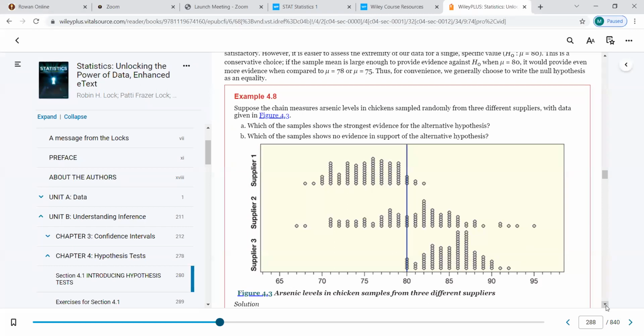Which one? 3. That's right, supplier 3, right? Because the lowest amount, out of all the chickens that they supplied in the sample, the lowest amount is 80. The average is well over 80. Which of these three suppliers would probably provide no evidence of the alternative hypothesis? In other words, it would be a supplier that we probably would continue to have a relationship with.